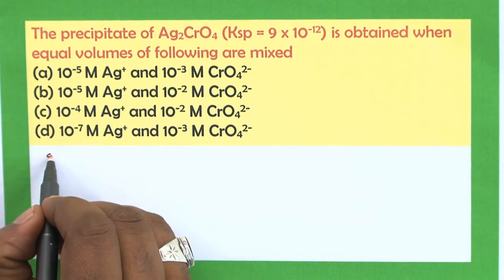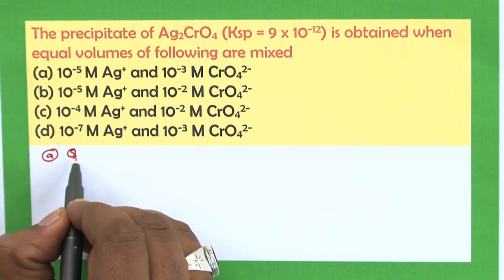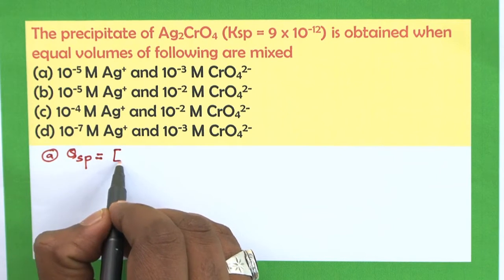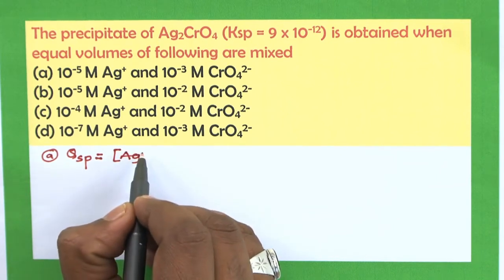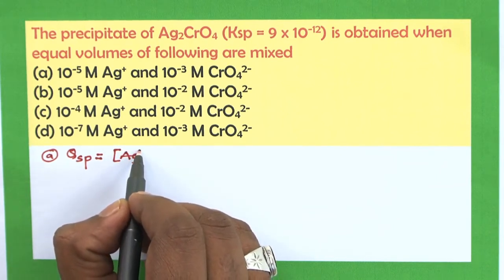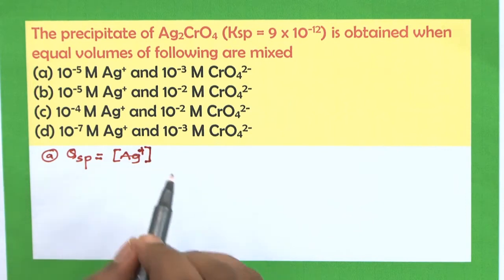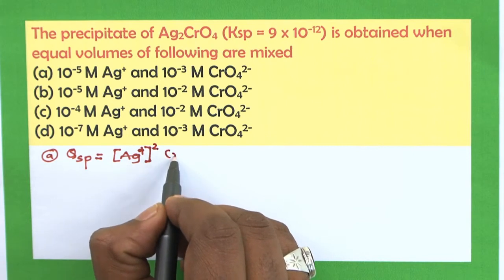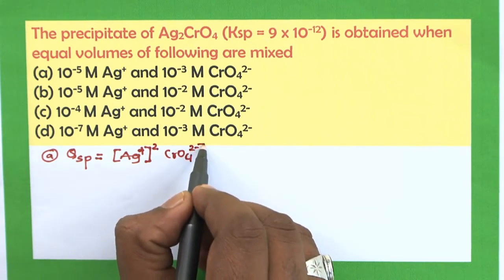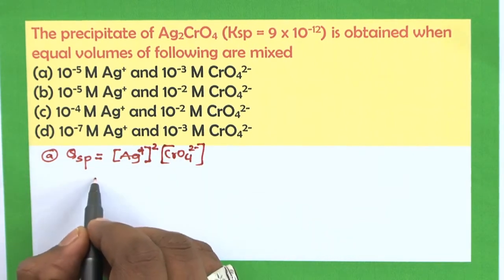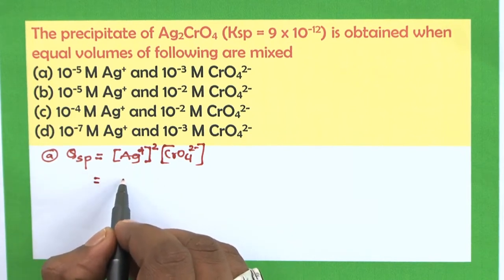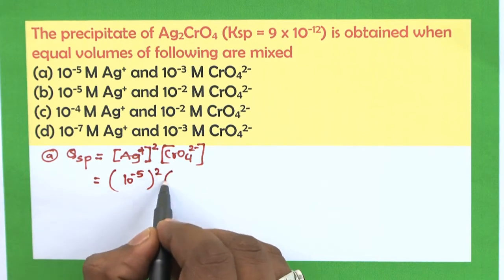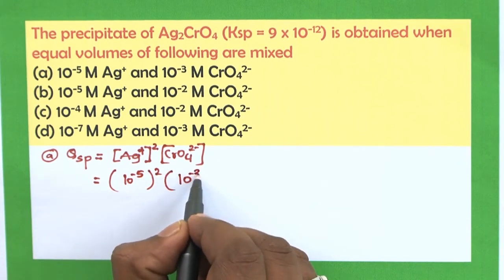Now for option A, the ionic product is given as QSP. It is defined the same as Ksp, except that the concentrations of ions need not be the concentrations in a saturated solution. Silver chromate on dissociation gives 2 silver ions, so it will be Ag plus raised to 2 into chromate ion raised to 1. So for option A, it will be 10 to the power minus 5 for Ag plus raised to 2 into the chromate ion concentration, 10 to the power minus 3.